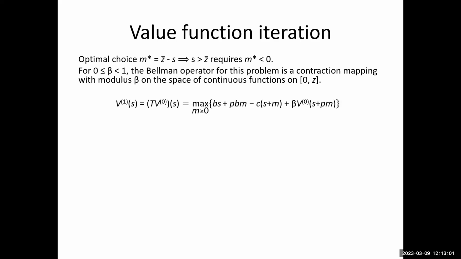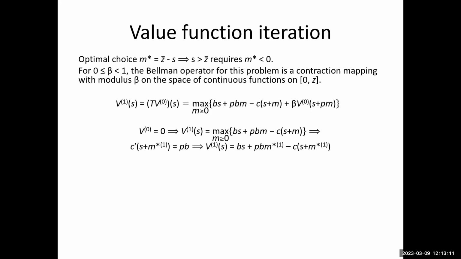The first iteration applies the operator to an initial choice V0. Making the standard choice V0 equals 0 yields a simple expression determining the optimal number of meetings, which in turn leads to a simple expression for V1. That simple expression is fed into the next iteration. The second iteration applies the operator to V1, and so on.